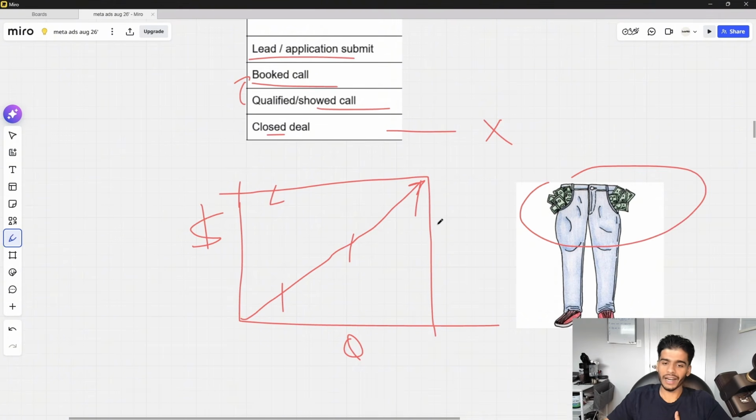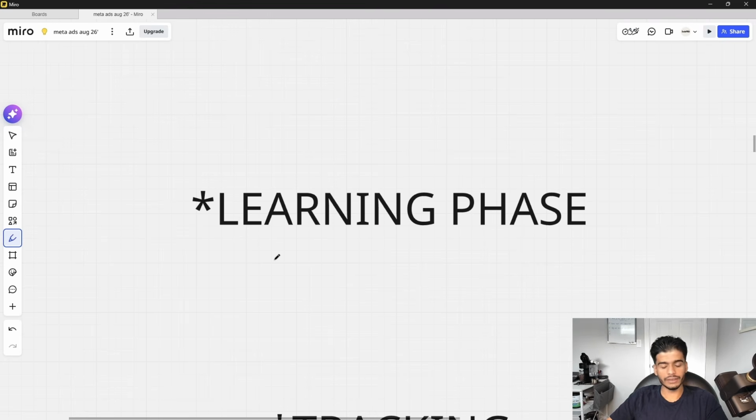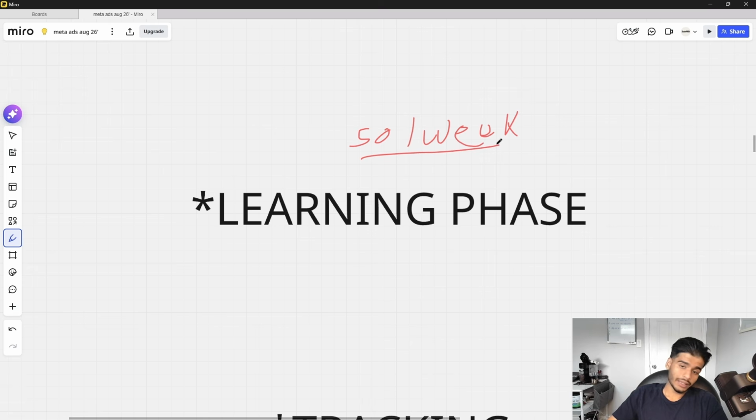I'm all for running ads. The learning phase is what I talked about earlier. According to Meta, a campaign, not even a campaign, an ad set needs to have 50 conversions a week for it to exit the learning phase and lock onto an audience, or it will keep fluctuating and keep giving you inconsistent quality of leads.